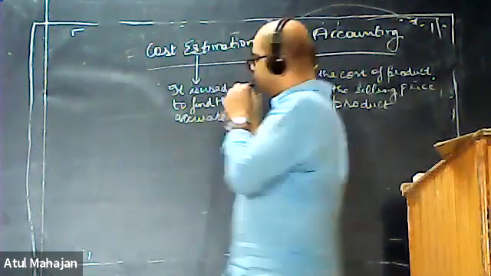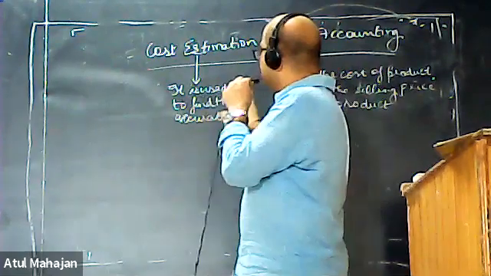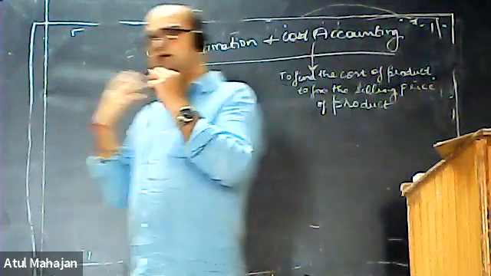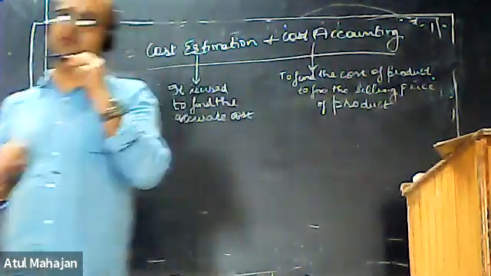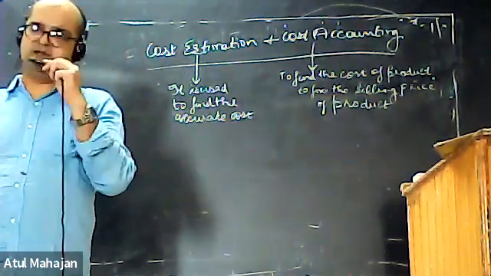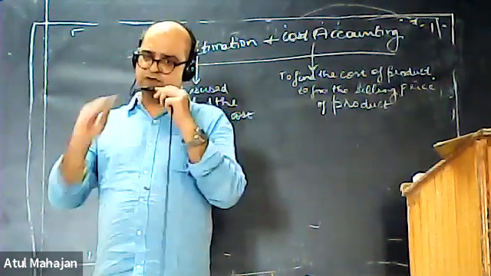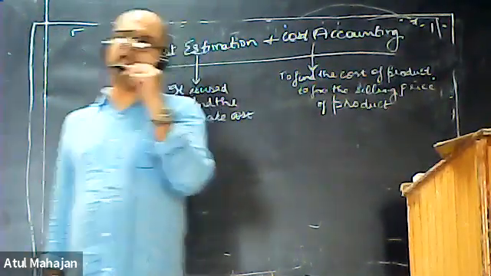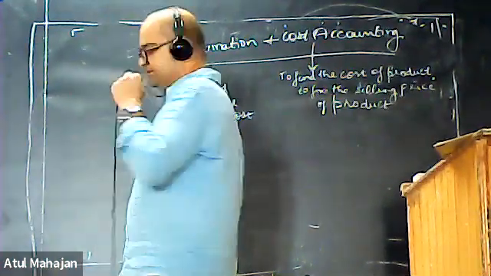So this is the definition of cost estimation. It is used to find the accurate cost. We can't say this is the accurate cost, but it is used to find the accurate cost. These are just the steps to reach accuracy. This is not the accurate cost that we are reaching, but step by step we are moving towards the accurate level. That is your cost estimation.